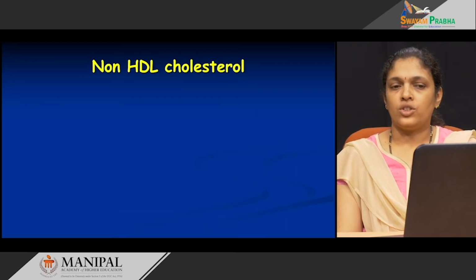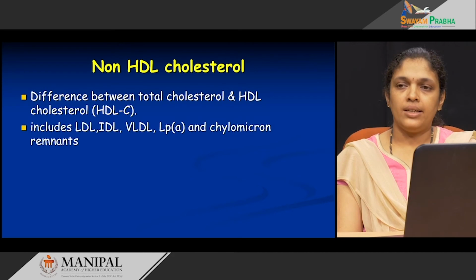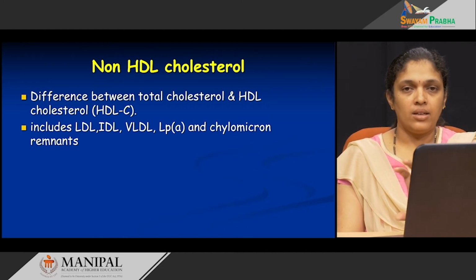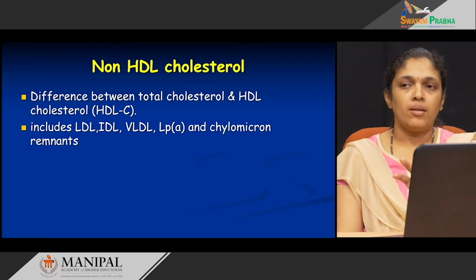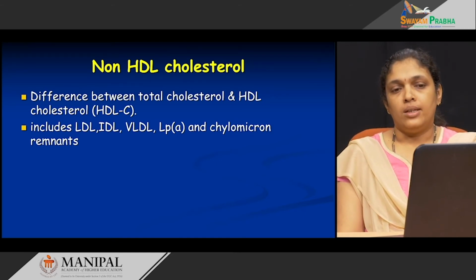Then we have the non-HDL cholesterol, which is nothing but the difference between the total cholesterol and the HDL cholesterol. This includes LDL, IDL, VLDL and lipoprotein A. Along with this, if we are able to measure the chylomicron remnants, all of these are non-HDL cholesterol. So, apart from the HDL cholesterol, the other lipoproteins are a part of non-HDL cholesterol, along with lipoprotein A. Now, these are the tests which are a part of the extended lipid profile.